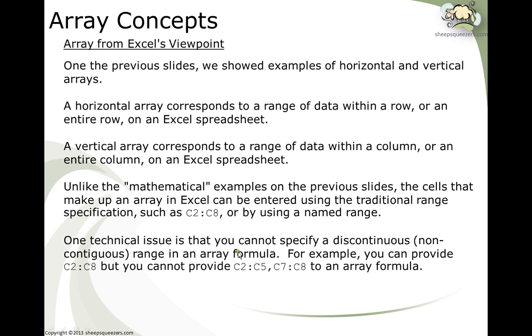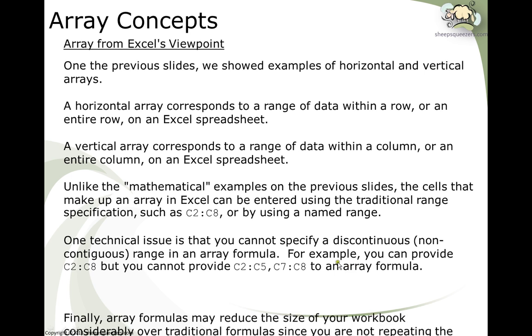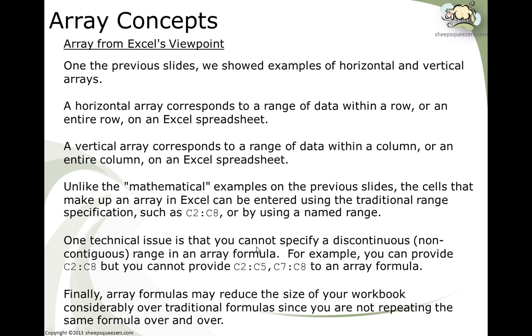One technical issue is that you cannot specify a discontinuous or non-contiguous range in an array formula. For example, you can provide the range spec C2:C8, but you cannot provide the range spec C2:C5, comma, C7:C8, because you're missing out on that C6 in there. It's got to be a continuous or contiguous range of cells for an array formula. Otherwise, it just won't work. Finally, array formulas may reduce the size of your workbook considerably over traditional formulas, since you're not continuously copying and pasting a formula over and over again. So it may save you some space.